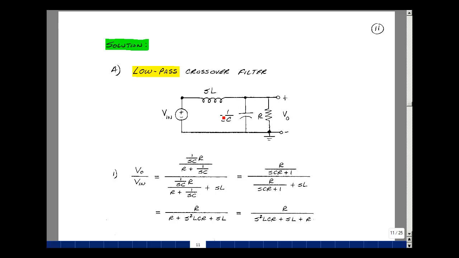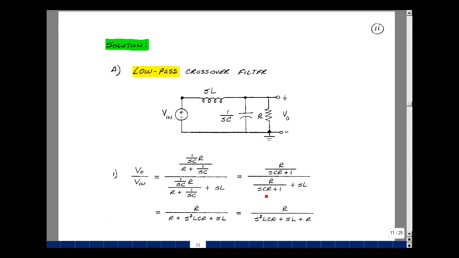I have a voltage divider with these two elements in parallel, voltage dividing with sL. Let's take the impedance of this parallel combination as the product over the sum of their impedances. So 1 over sC times R divided by R plus 1 over sC. And that's going to voltage divide with sL times Vin will give me Vout. That's my transfer function. Let's take this numerator term and multiply numerator and denominator by sC, so I get R over sCR plus 1, and then the same thing for this term. Let's multiply numerator and denominator by sCR plus 1, and that's going to cancel this term, so I just get R.